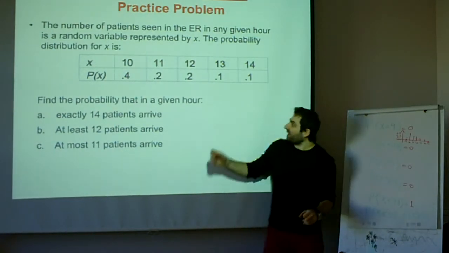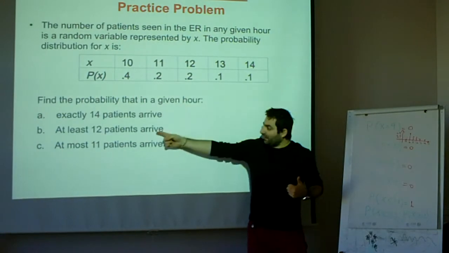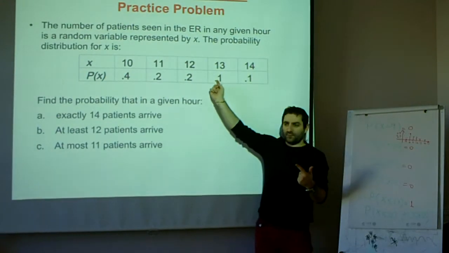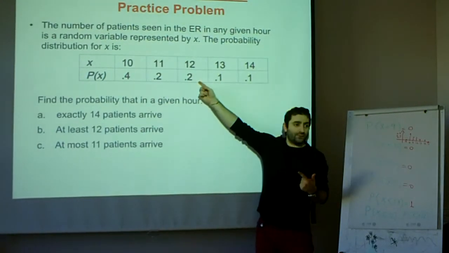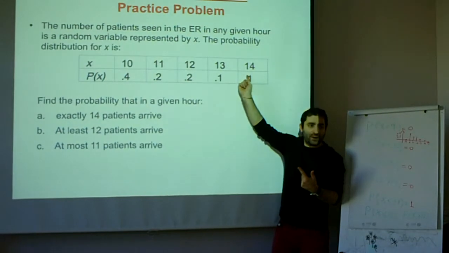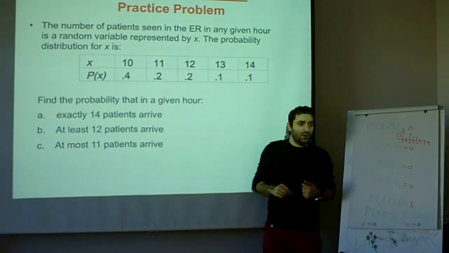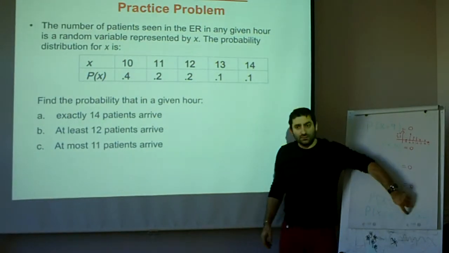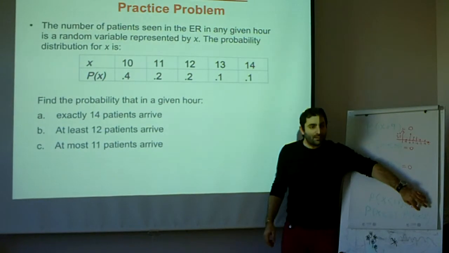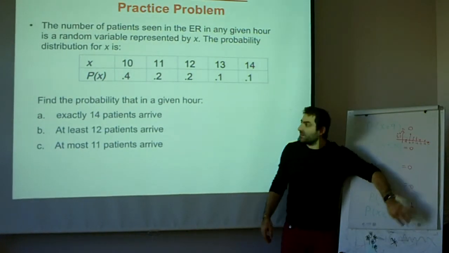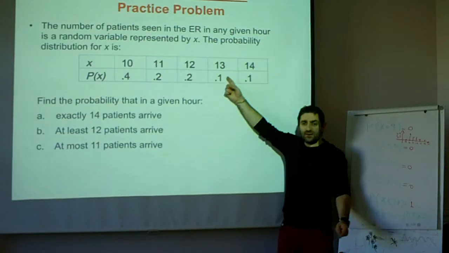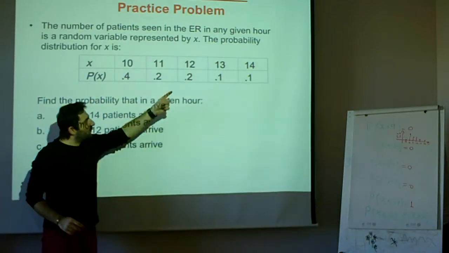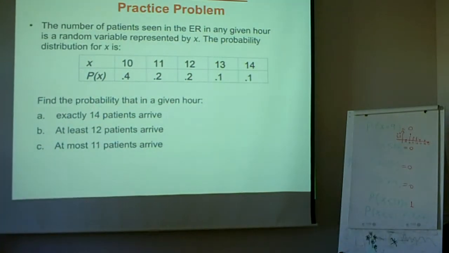This time we have to consider the probability that at least 12, and 13, because if you have 13 patients, it means definitely you have 12 patients, and 14, because if you have 14 patients, it means that definitely you have also 12 patients. So which one do we have to calculate in part B? The second one. Probability of x greater than or equal to 12 means probability of 12 plus probability of 13 plus probability of 14 plus the rest, which is 0. So it will be 0.2 plus 0.1 plus 0.1, which is 0.4.